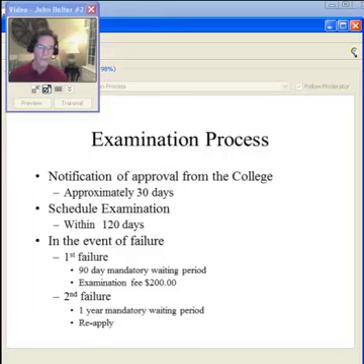In the event of failure, this is what the APA's idea was: a 90-day mandatory waiting period after your first failure, and after your second failure you had to wait a year. Now, we in Louisiana didn't do that. We excluded that. It's in our law, and I want to say it was 6 months. You could test within 6 months or 3 months afterwards. It's a much shorter time. I think we picked six months.